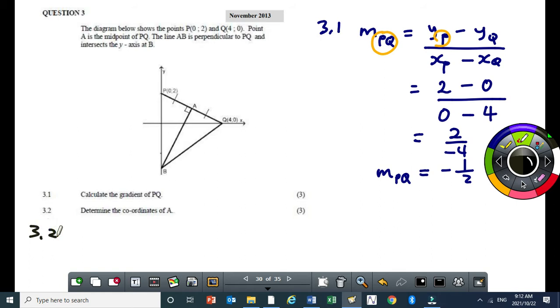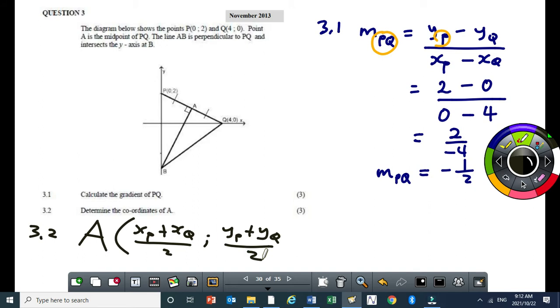So 3.2, in this case, A is the point, and it's a midpoint. So A is going to be equal to, I'm going to be very specific, XP plus XQ over 2. This is the X value. At A, there's also a Y value. It will be equal to YP plus YQ all over 2. Then you close the bracket. It's a point, and they are ordered pairs. So you have an X value, Y value.